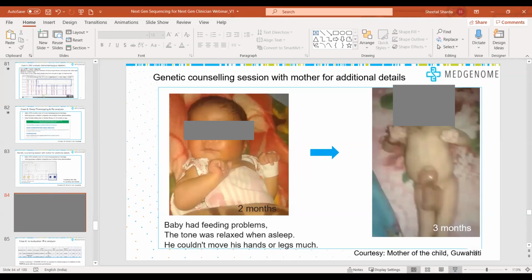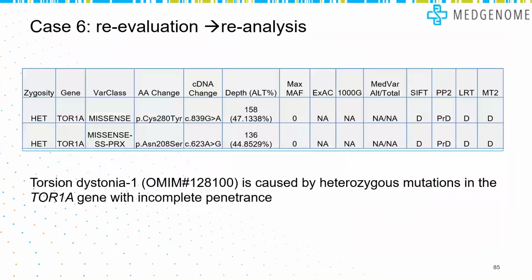So based on these additional findings, we reanalyzed the data and we found two variants in TOR1A gene. As you can see, the first variant is a heterozygous variant, missense. The depth is quite good. MAF is 0 in all the public databases. Internal database also, it has not been reported. And it is damaging by all the 4 in silico prediction tools which we use. The second is also a missense, splice-site proximal variant. Again, 0 MAF and damaging by all.